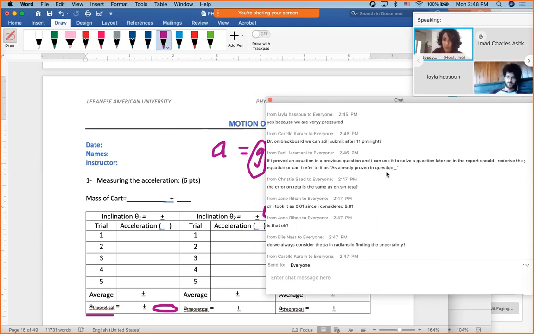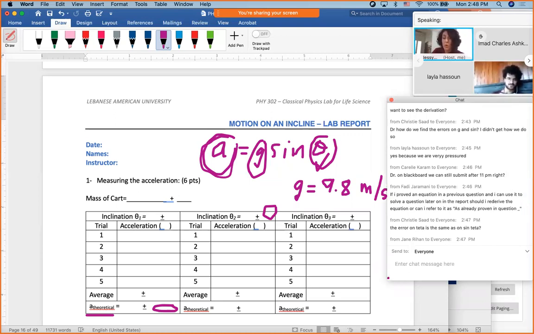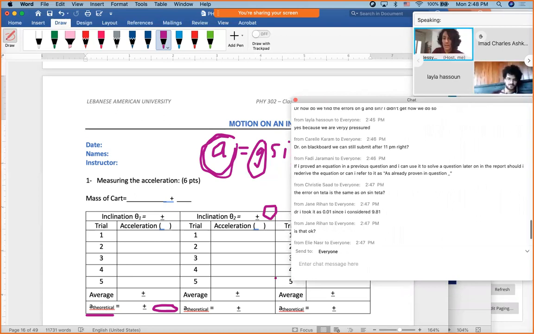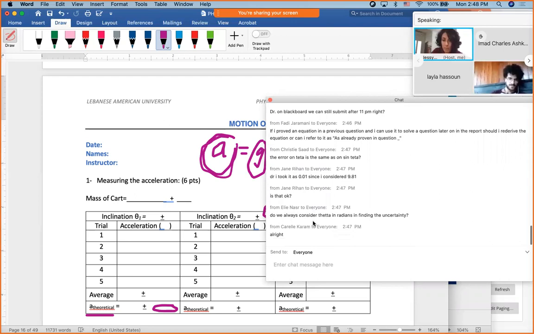If I proved an equation in the previous one, yeah, you can. You don't have to prove it again. Of course, you can do that. The error on theta is the same as sine theta? No, you basically need to do the derivative of A with respect to G and the derivative of A with respect to theta. And the derivative of sine theta is cosine theta, and then you multiply by the error on theta. So here you cannot use the chemistry propagation of error anymore because you need to do the derivative of sine theta, okay? So no, the error on theta is not the same as error on sine theta. I took 0.01, okay, no problem, Jane.